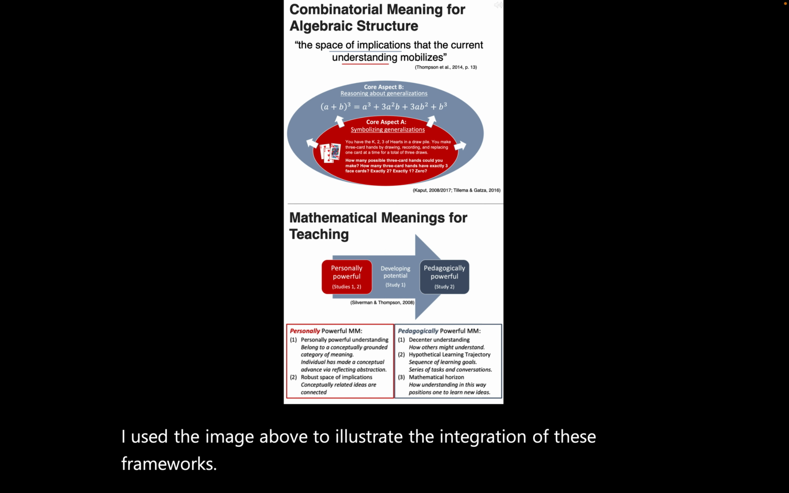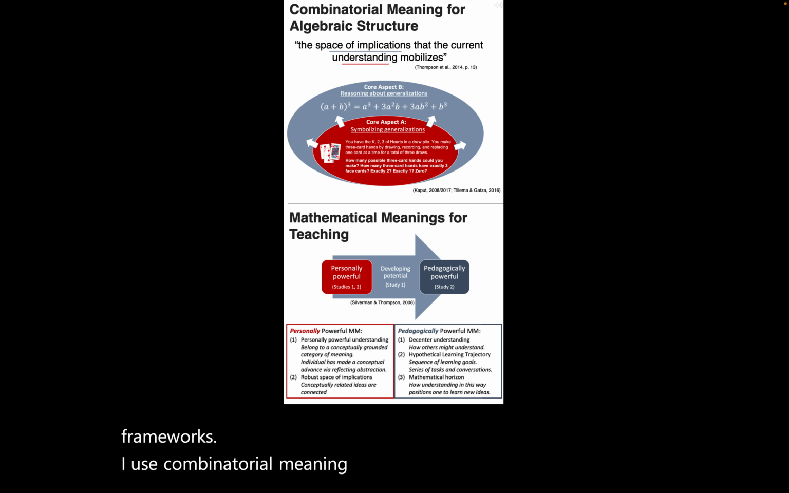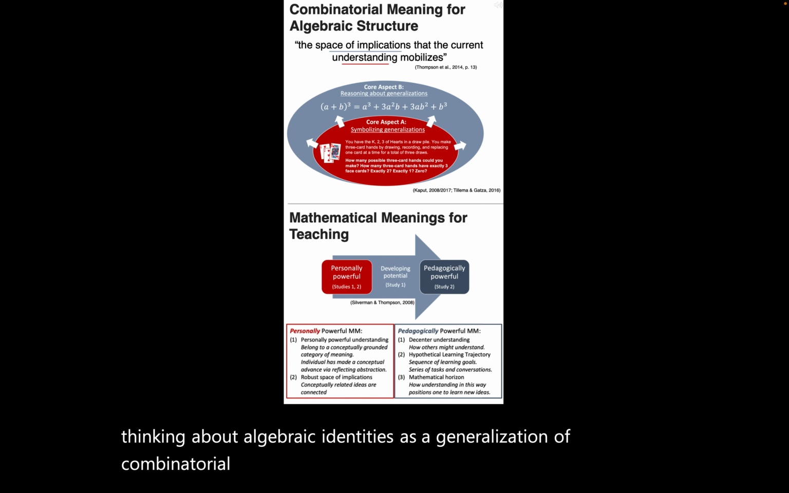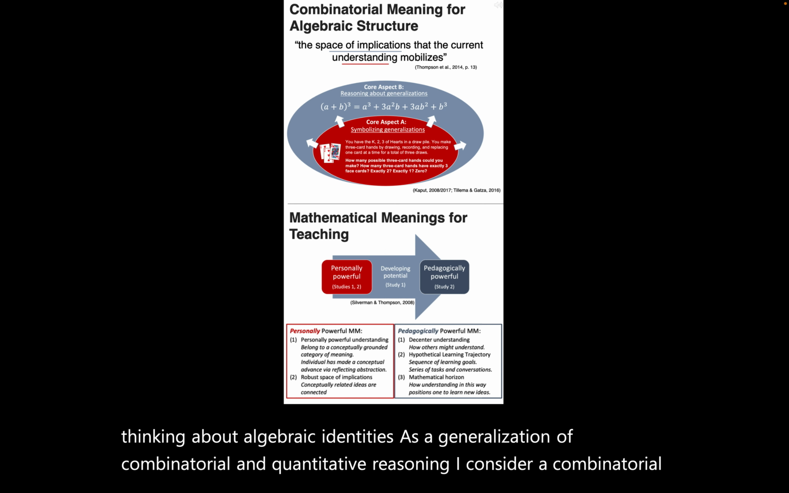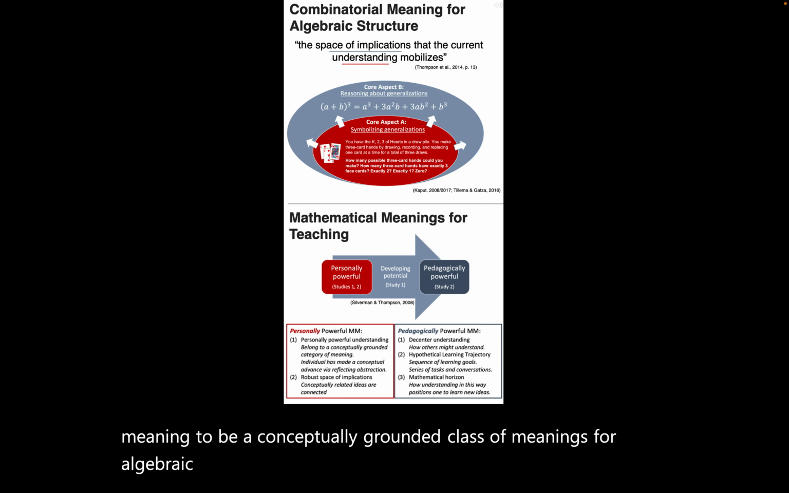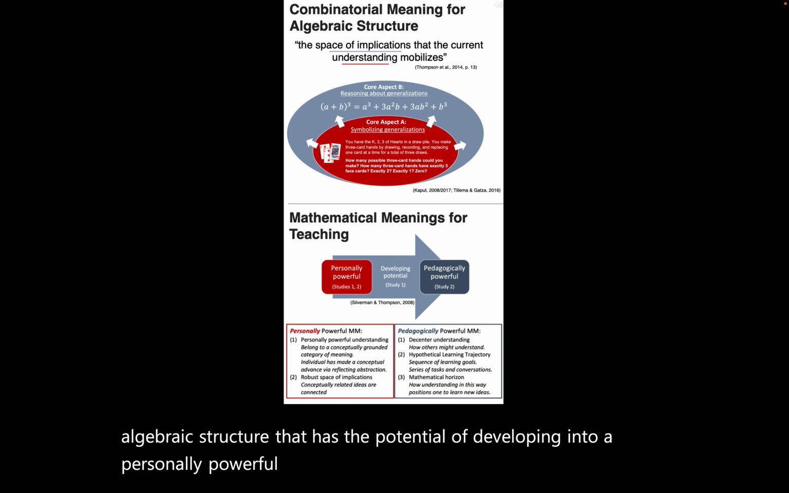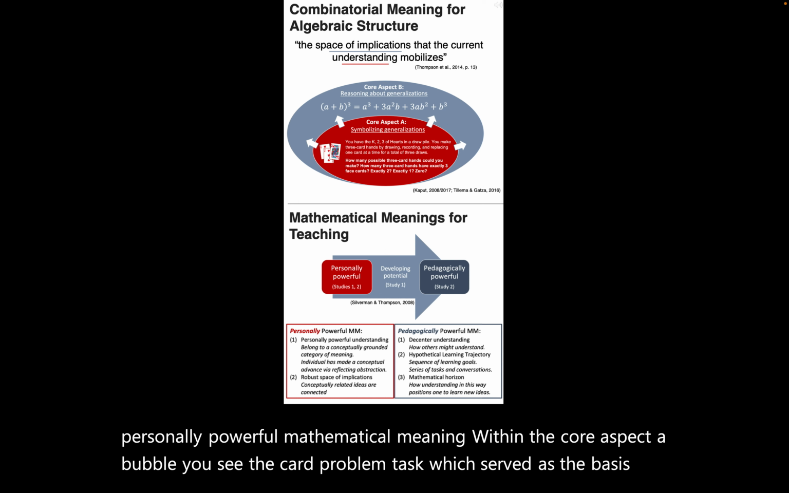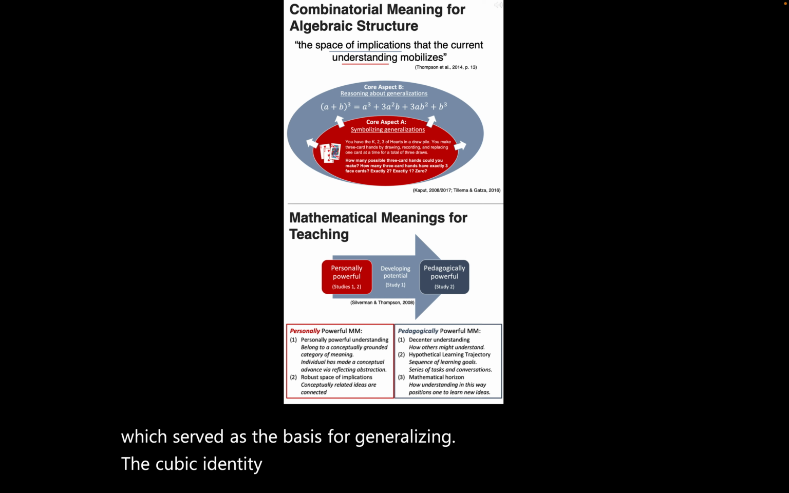I use combinatorial meaning for algebraic structure to indicate thinking about algebraic identities as a generalization of combinatorial and quantitative reasoning. I consider a combinatorial meaning to be a conceptually grounded class of meanings for algebraic structure that has the potential of developing into a personally powerful mathematical meaning. Within the core aspect A bubble, you see the card problem task, which served as the basis for generalizing the cubic identity in both studies.